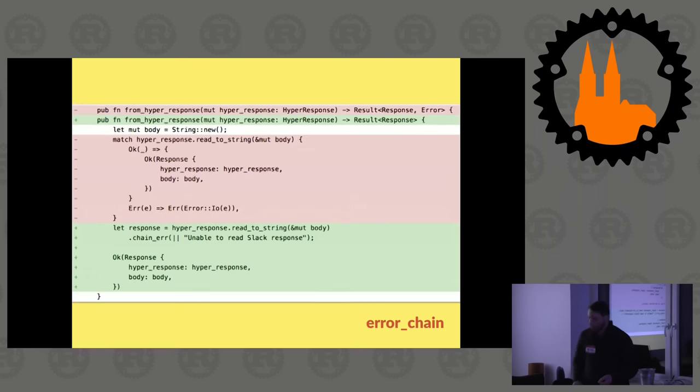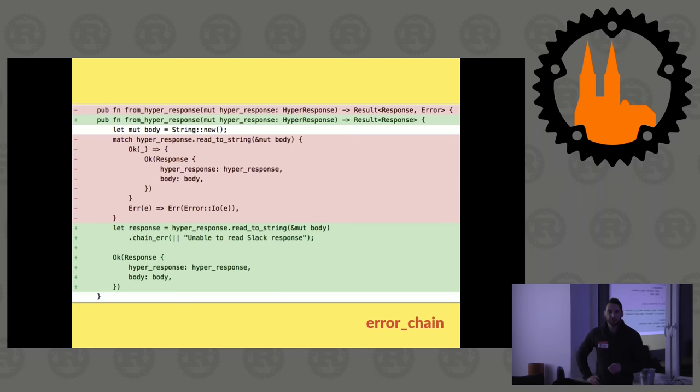Another example, a bit more involved. First thing you see on the top right, you don't need to specify result response error. You only need to specify result response because the error type will always be your own error. And this is already defined by error chain. So you don't even need to think about how to define it. And your code gets a lot more easy to read because you cannot mix it up. You always have a result of something. And then the old one was kind of strange with all this matching and so on. That was the best I could do.